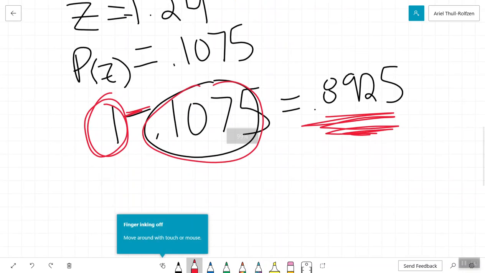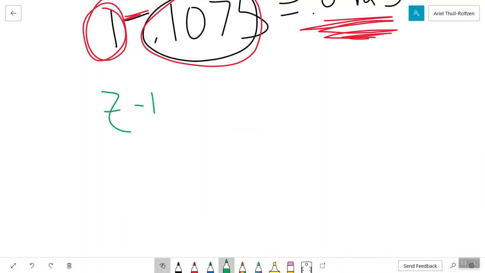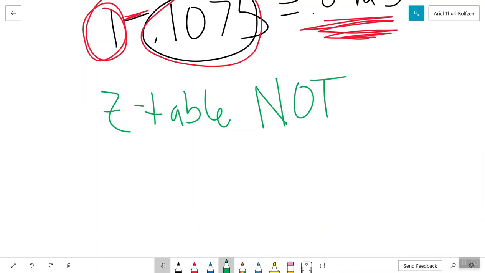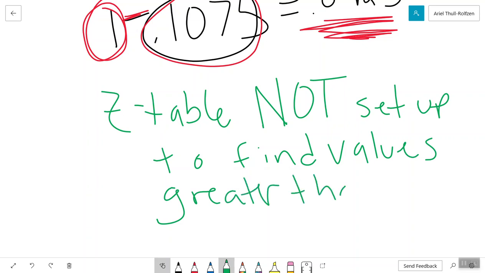And I'm going to write that down because this is another rule that you guys need to know, that the z-table is not set up to find values greater than x. Only less than.